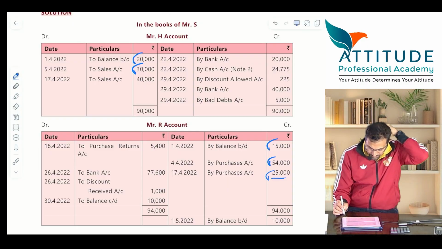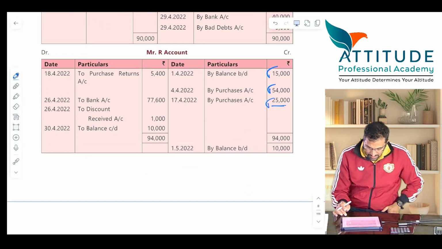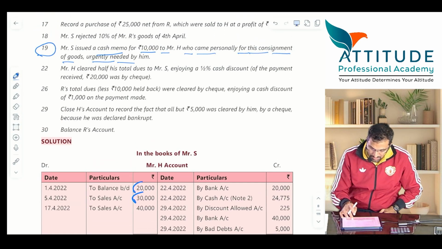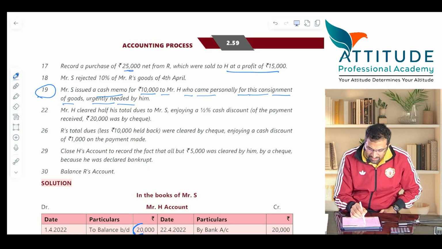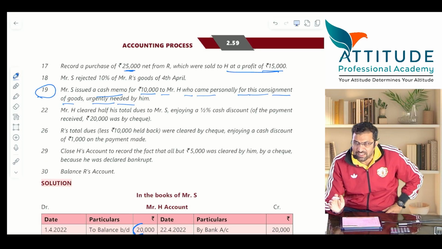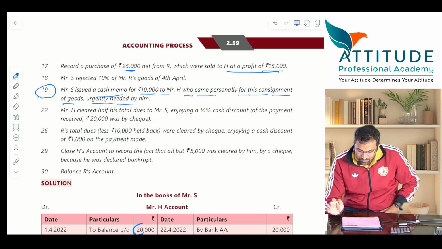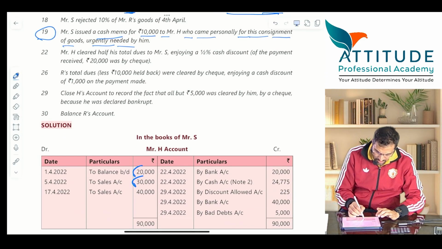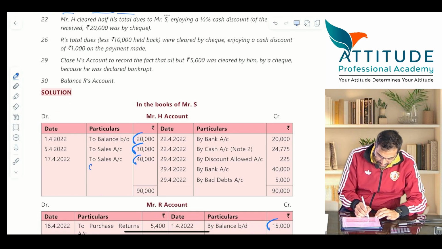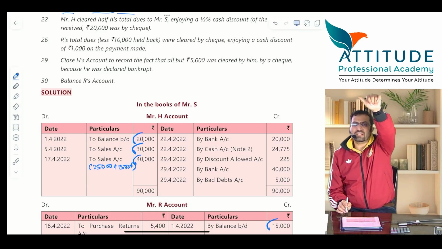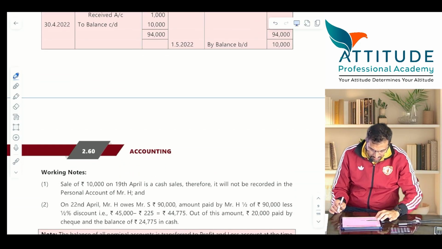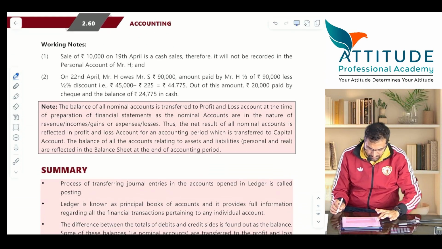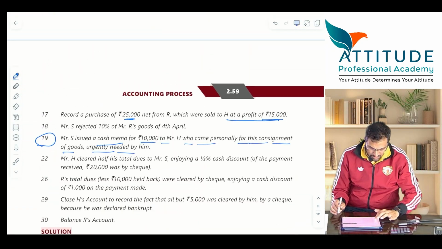Next time. At a profit of 15. So 40,000 is the goods sold, no? At a profit of 15 means this 25,000 sold at a profit of 15,000 means sold at 40,000. Add करना है. So sales will be how much? 40. Entry. H account debit to sales. 40. है ना? So ये क्या है? 25,000 plus 15,000. All of you are able to understand? Any difficulty? Clear? Next. Oh, sorry. Next. Tell me the next one.